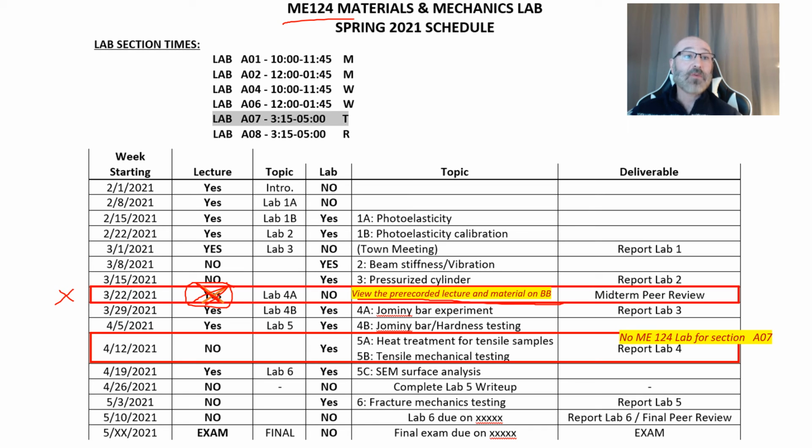On Wednesday. The other week that's going to be affected is the week here of the 15th. So on the 15th, we did have a lab scheduled for that week, and that is going to be our lab A07 that's affected on that Thursday. So if you're in that Thursday lab for section A07, please do not attend. There will be no lab set up for that day. I'm asking that you please do watch remotely one of the other lab sections during the week, and you can use that lab's data, or you can use the virtual data that's been posted on Blackboard.